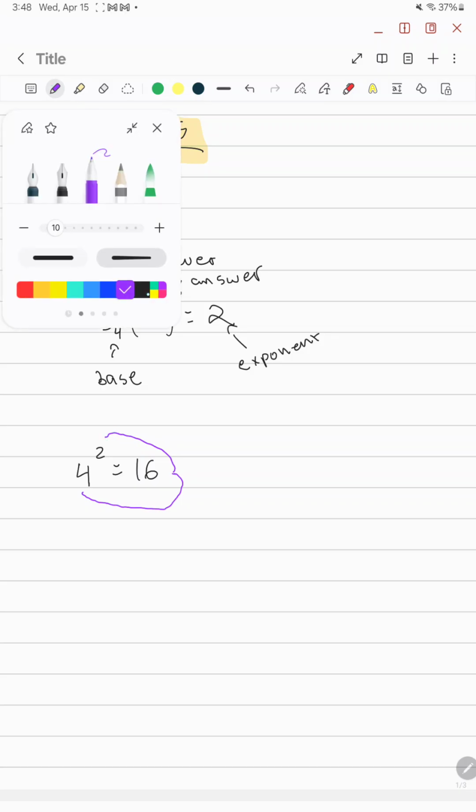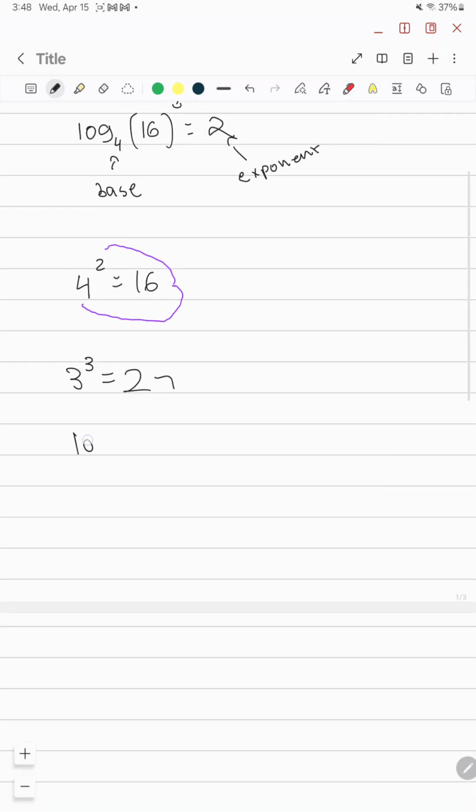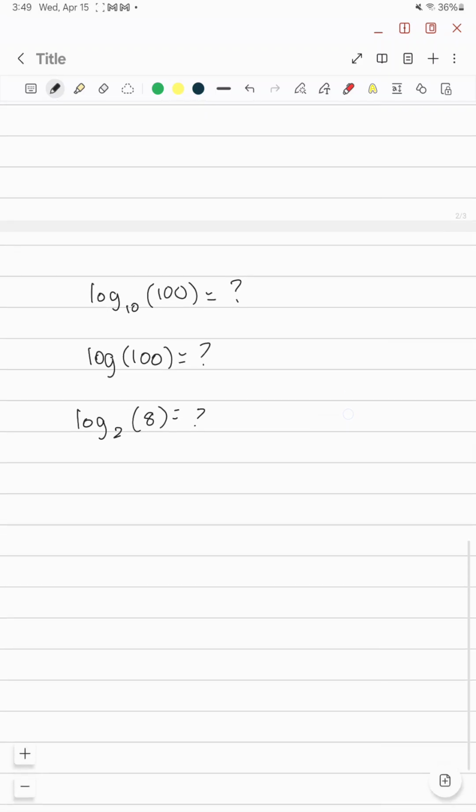Okay, let's try another one. 3 to the power of 3 equals 27. Log, base is 3, 27, answer, equals 3. So really, it's pretty simple. Now, let's do a few on our own.